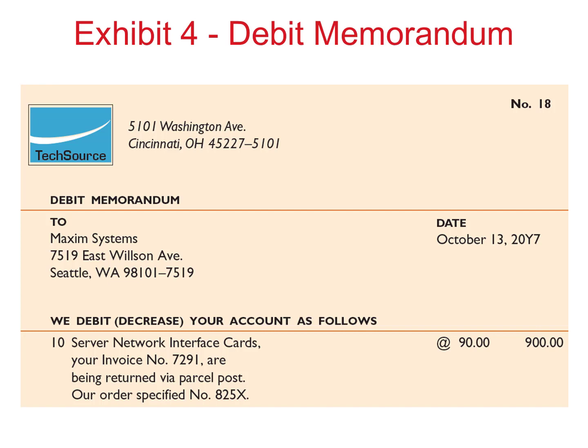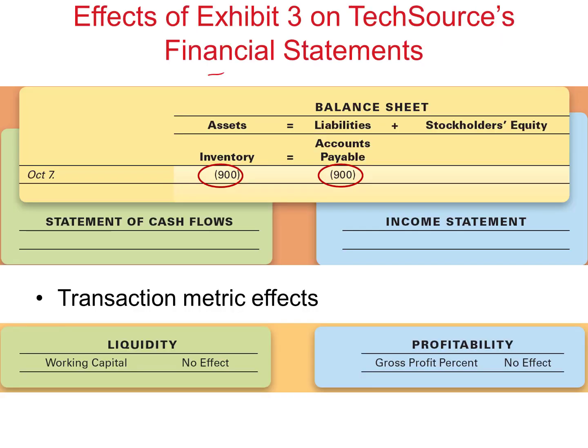In this case, we are not concerned with any discounts, so what we are going to be doing is reducing our accounts payable, which is what we see in the transaction. We're returning $900 worth of inventory, so we are reducing inventory, and the assumption is that we have not yet paid this bill to Maxim. So internally, we are reducing our accounts payable. This is the purpose of the debit memorandum.